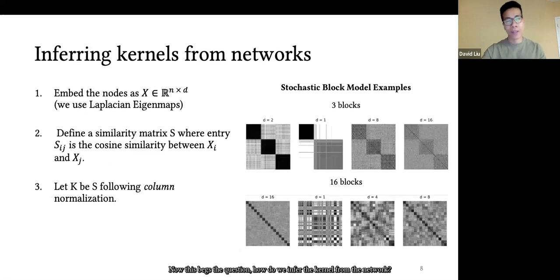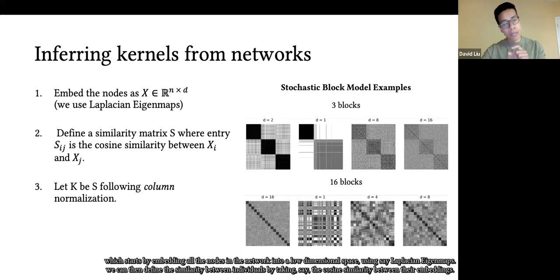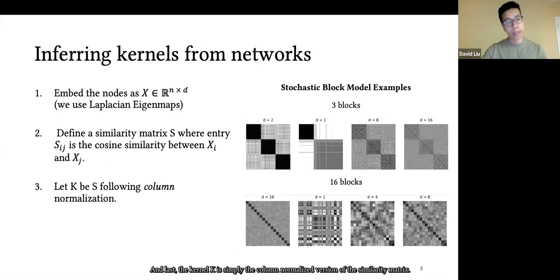Now, this begs the question of how we infer the kernel from the network. We acknowledge there are many ways to do this, and we present one method in the paper, which starts by embedding all the nodes in the network into a low-dimensional space using, say, Laplacian eigenmaps. We can then define the similarity between individuals by taking, say, the cosine similarity between their embeddings. And last, the kernel K is simply the column-normalized version of the similarity matrix.